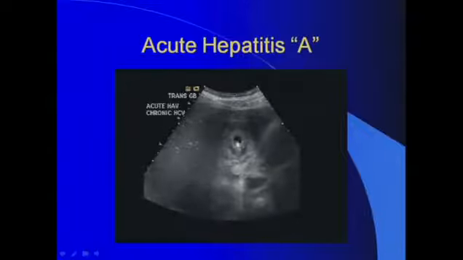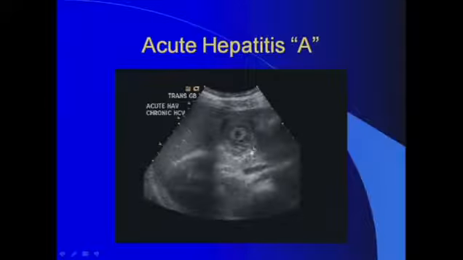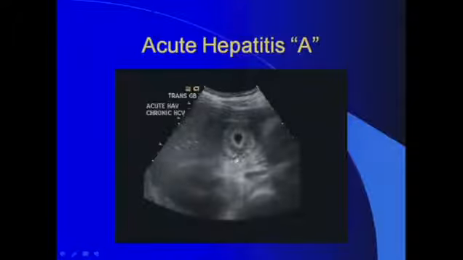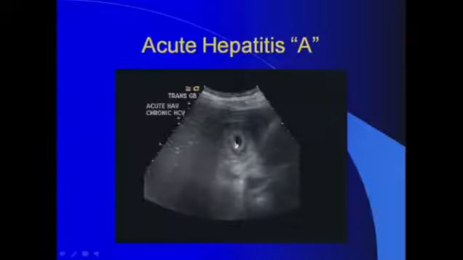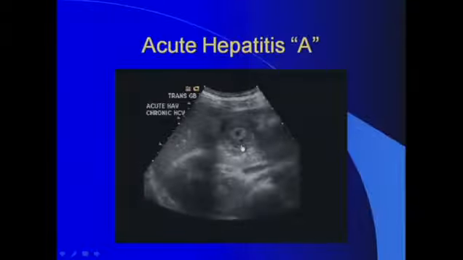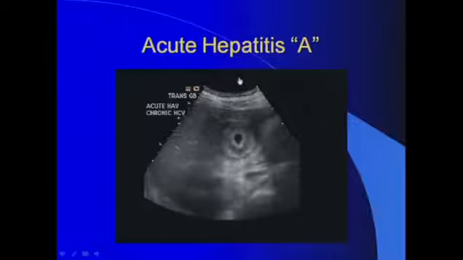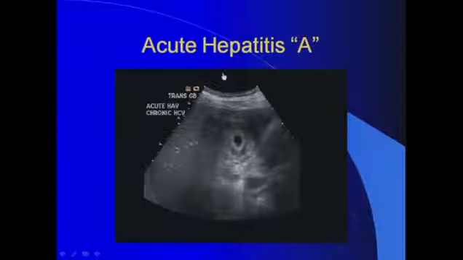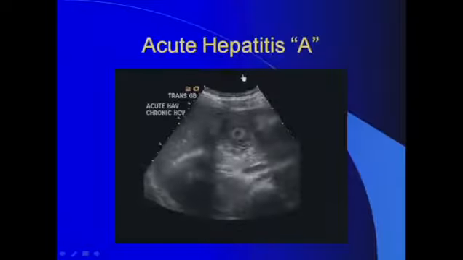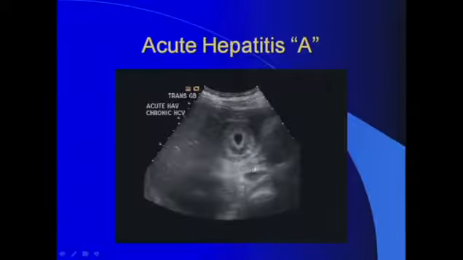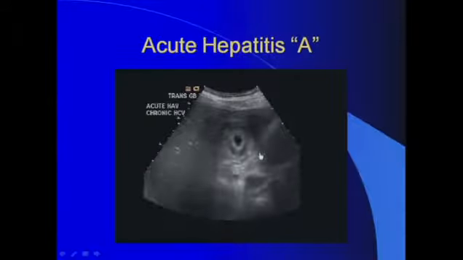Now, when you see this out of proportion thickening of the wall in comparison to the residual lumen, I think you should suspect acute hepatitis or any other causes other than infection, inflammation of this appearance, including congestive heart failure.